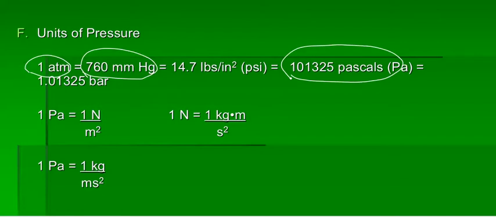But here are your conversions from atmospheres to millimeters of mercury, 760, to PSI. PSI we don't use at all because that's an American unit. Pascals is the SI unit, 101,325 pascals. And then bar is another common unit, but we don't use that too much in this class.